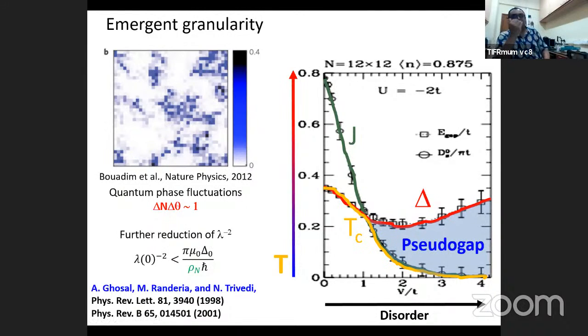So these concepts, Ghoshal, Randeria and Trivedi proposed in '98, and then in 2001 in a more elaborate paper they expounded this concept in more detail. But at the time when they gave this concept, pseudogap was observed only in high temperature cuprates. Now, the high temperature cuprates, unfortunately, are very complicated objects.